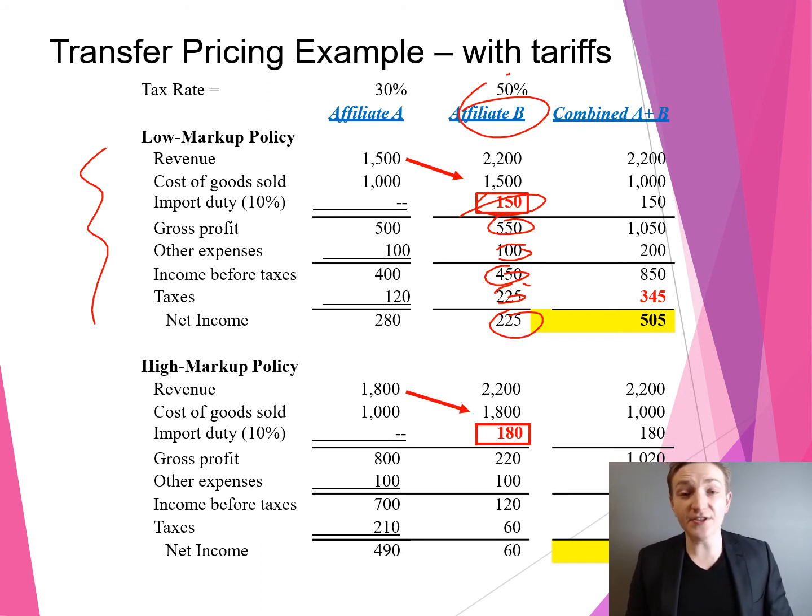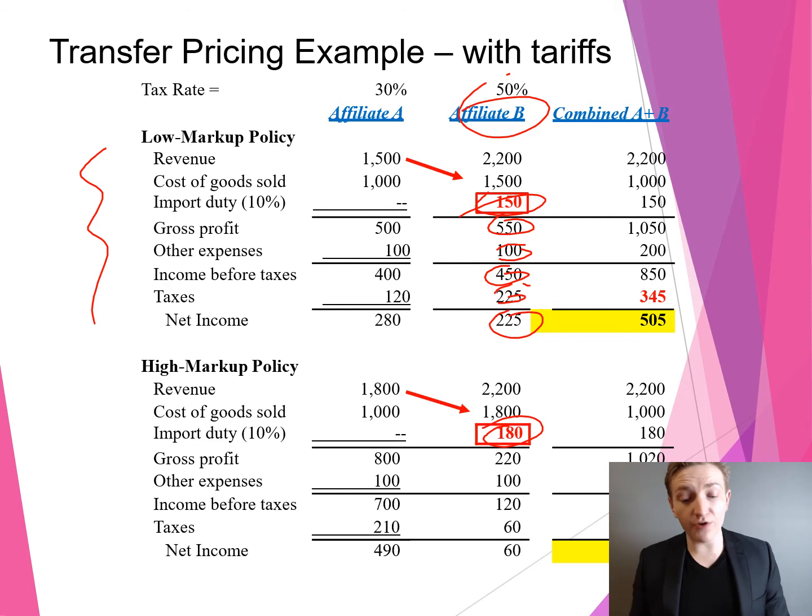Now let's compare this to the high markup environment. Under the high markup scenario, we had a markup price of $18. Now that means you'll need to pay $180 as your tariff. Now that means you have this additional expense. Alright, so what then happens?